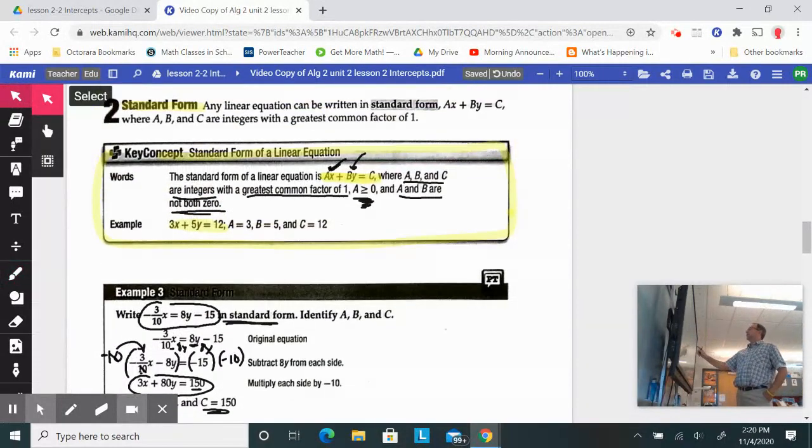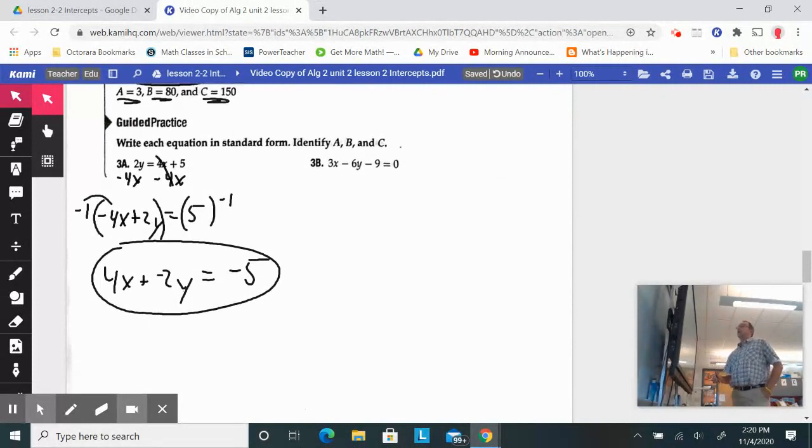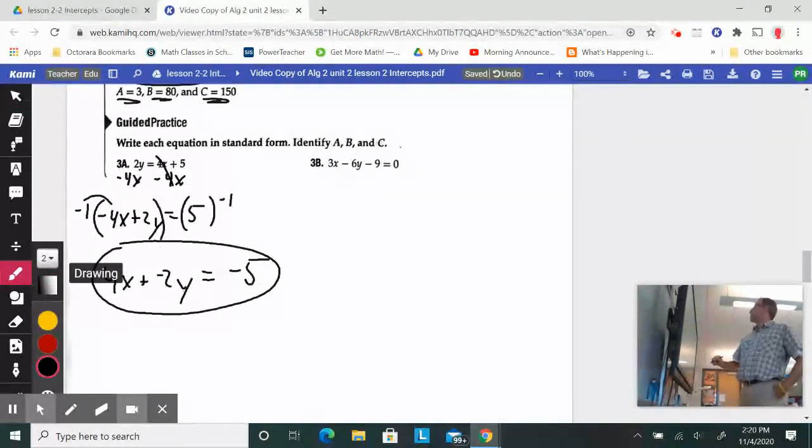And this fits the idea of standard form. And it has to fit what we talked about here, where a, b, and c are integers, and the greatest common factor of a, b, and c is 1, a is greater than or equal to 0, and a and b can't both be 0. Fits all those criteria. So the last one, b, we'll look at.